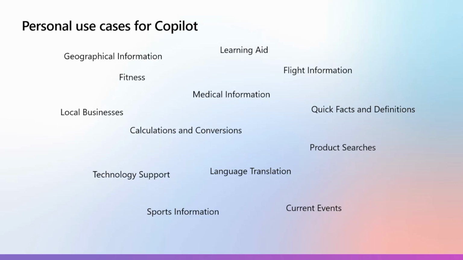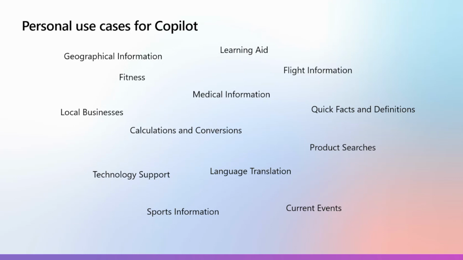You can look at local businesses. You can search for nearby restaurants, hotels, shopping malls, banks, gas stations, etc., along with their ratings and reviews, and also directions to that local business. Another one is flight information. You can check flight statuses, schedules, and airline information by asking Copilot. Product searches: you can inquire about product availability, price, specifications, and customer reviews as well.